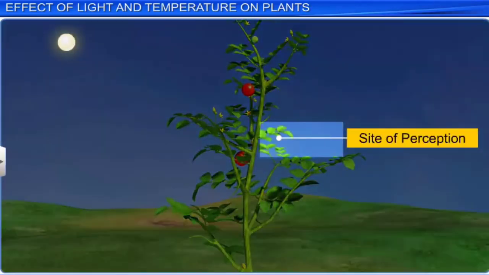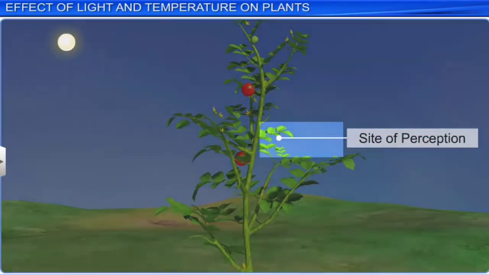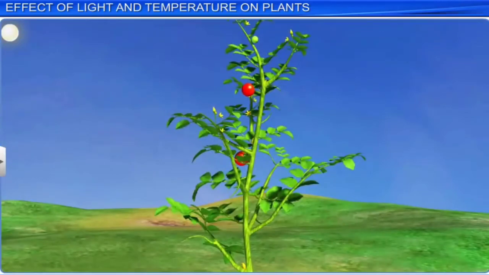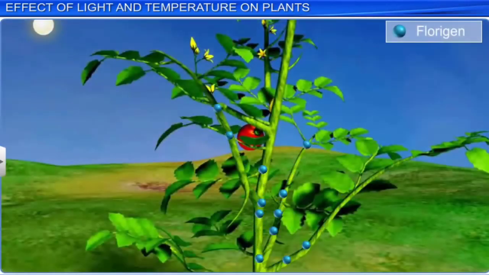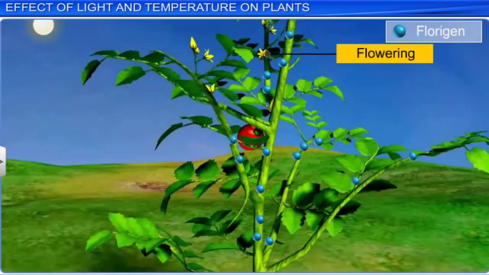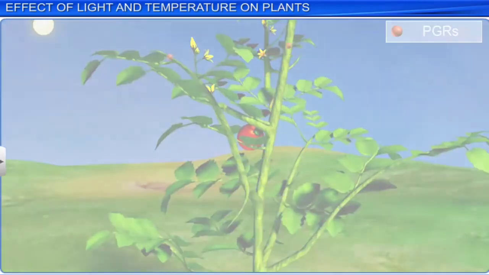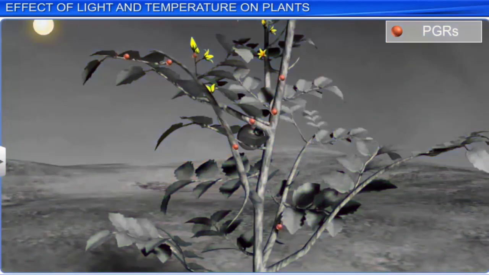The site of perception of photoperiod is the leaves. Therefore, scientists hypothesized that these plants synthesize a flower-inducing hormone called florigen in their leaves. When these plants are subject to photoperiod, this hormone travels from the leaves to the shoot tips to induce flowering. Later, they found the PGRs to be the actual hormones that control flowering in plants.